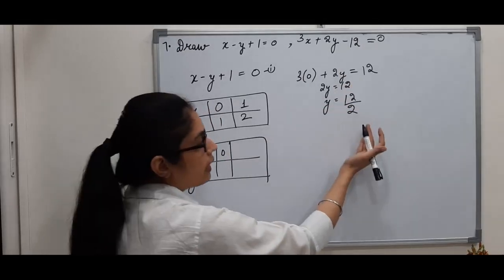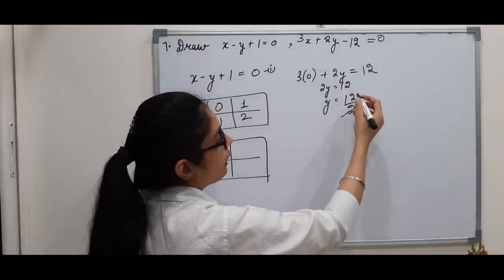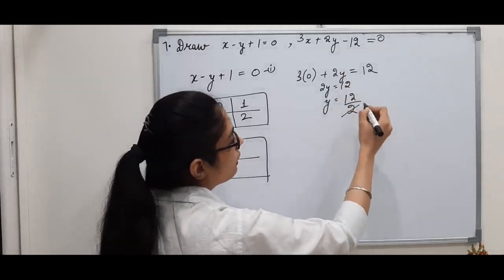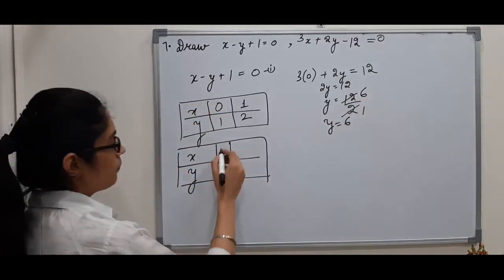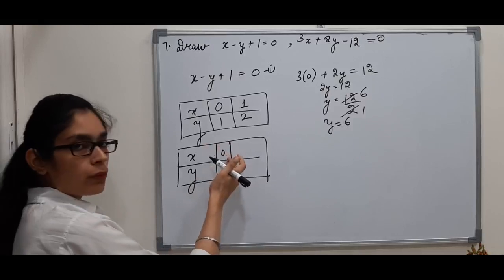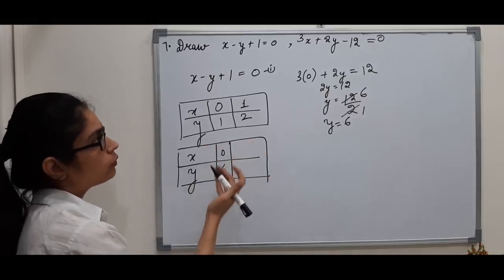Then y is equal to 12 divided by 2, because this 2 is getting multiplied to y. On changing the side, 2 will get divided by 12. 2 into 1 is 2, 2 into 6 is 12. So y is equal to 6. On putting x equals 0, we are getting y equals 6.